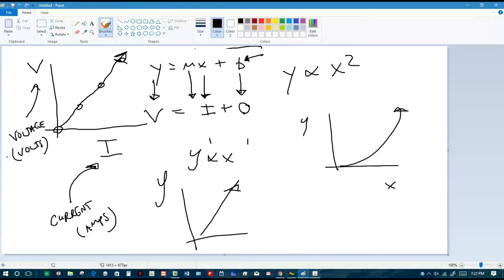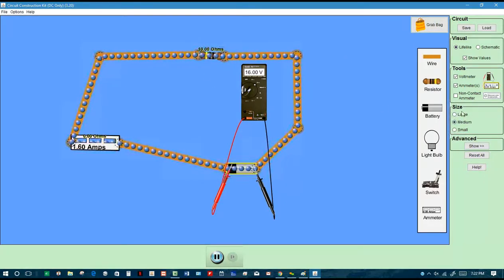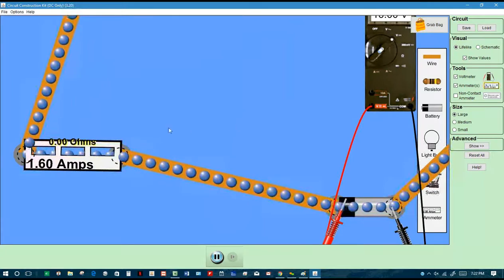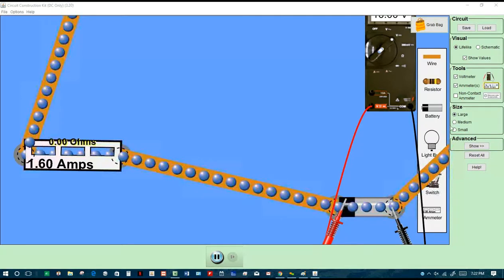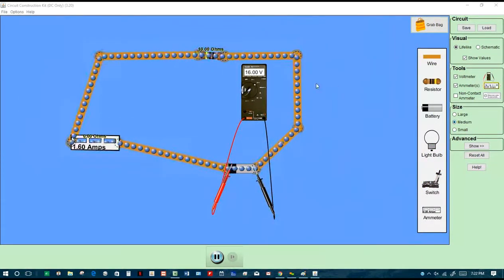If I go back to the simulation, do you notice that it shows it's a 10 ohm resistor? Do you see how the resistor in this simulation shows that it's 10 ohms? Right above it says the number 10. So that was a 10 ohm resistor. Okay, so let's go back to our graph on Excel.